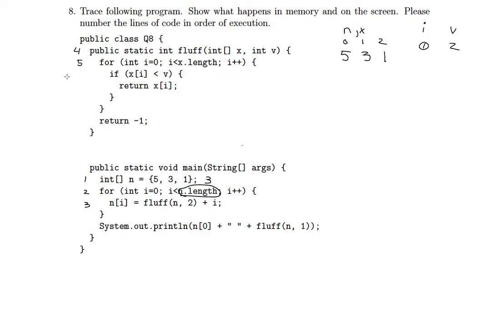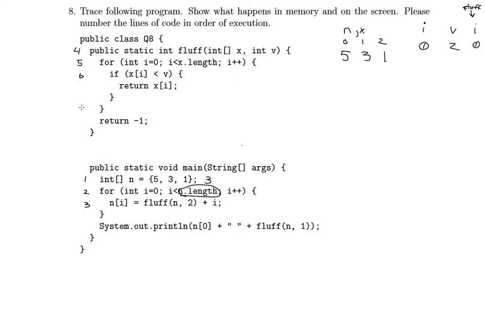Now I'm done on the for loop, and I have a separate variable named i, which I'll keep track of here over by the v. This is, maybe I can say fluff, so I know that that i is for the fluff method. Okay, 0 is less than 3. x.length is 3. So I will go in if x sub i is less than v. So if x sub i is set to 0 right now, if 5 is less than 2, which it's not, so I'm going to go around again.